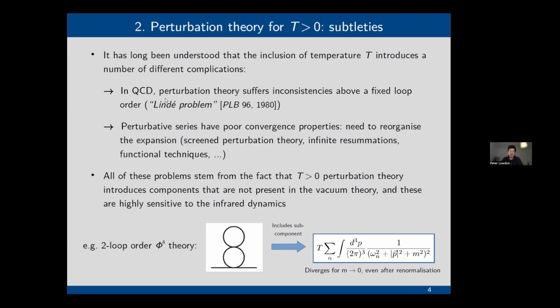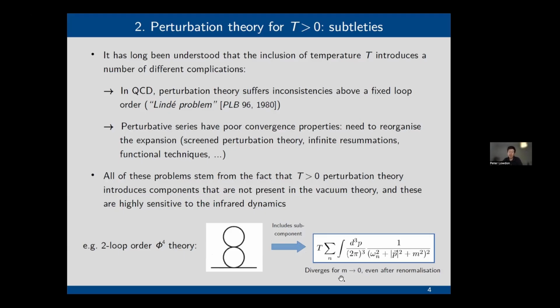And basically both of these problems stem from the fact that as soon as you switch on a temperature in perturbation theory, you get components that you don't get at zero temperature in the vacuum theory. And these components are highly sensitive to the infrared dynamics. So if I take a classic example, this so-called cactus diagram in phi-4 theory, you can show that this has a subcomponent that looks like this.